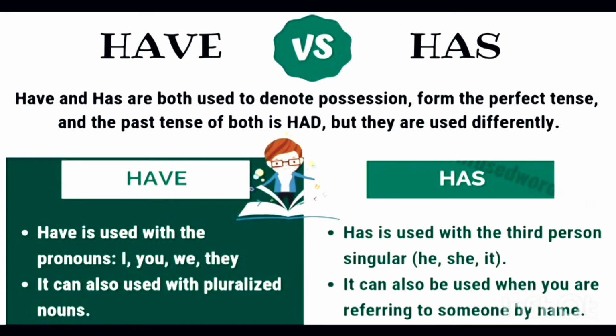Now we see the uses of have, has and had. Have and has are both used to denote possession. If we possess something, if we own something, and to form the perfect tense, and the past tense of both is had, but they are used differently. Now we see have. Have is used with the pronouns I, you, we, they. It is also used with pluralized words, whereas has is used with the third person singular, that is he, she, it. It can also be used when you are referring to someone by name.